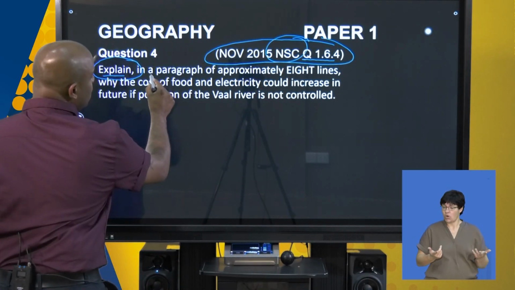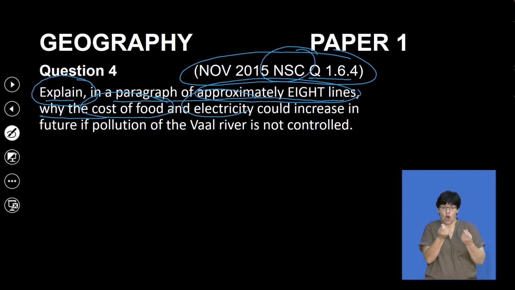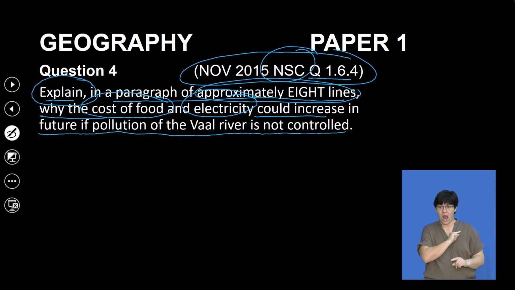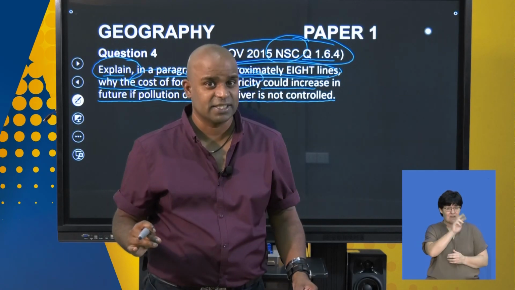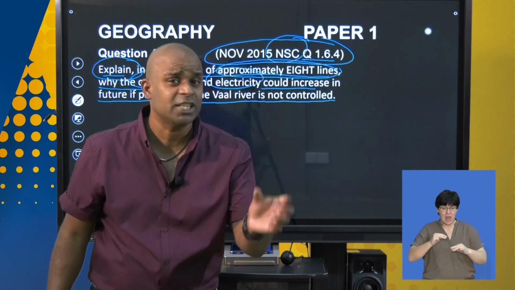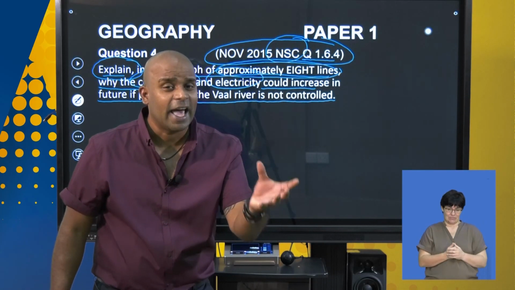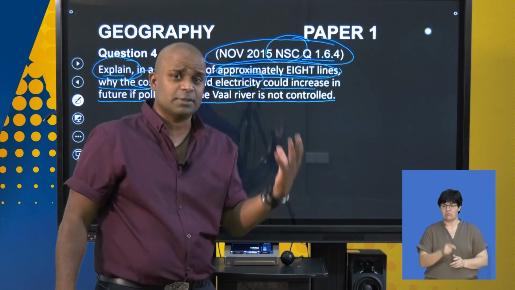In this example, approximately 8 lines, that's standard. Why the cost of food and electricity could increase in future if pollution of the Vaal River is not controlled. The Vaal River is polluted. Yes, we've done that. The quality of the river management and catchment management is not good. So this was a case study. And what did the case study examine in this paragraph?